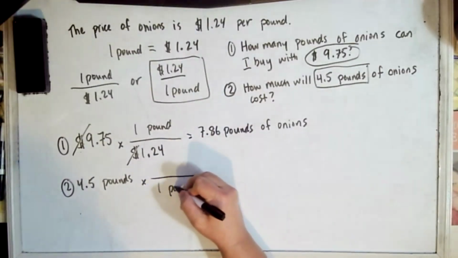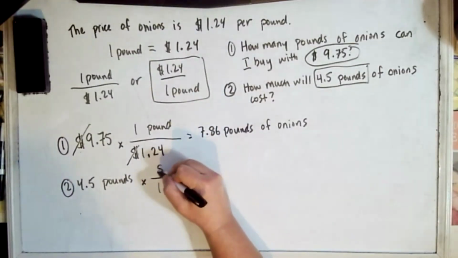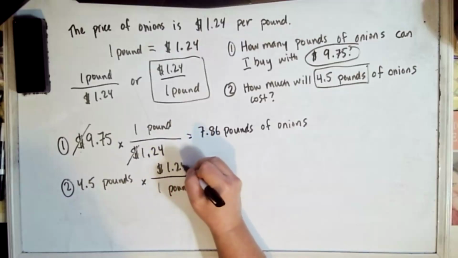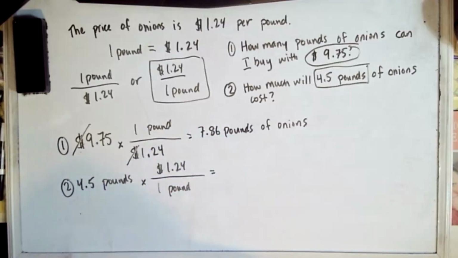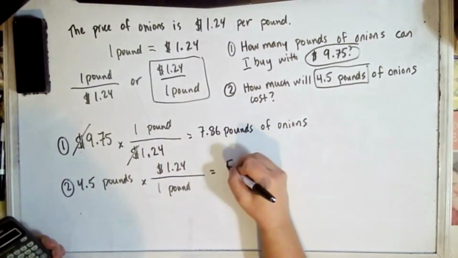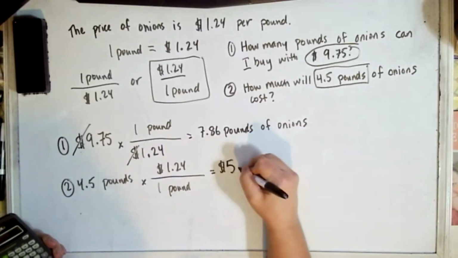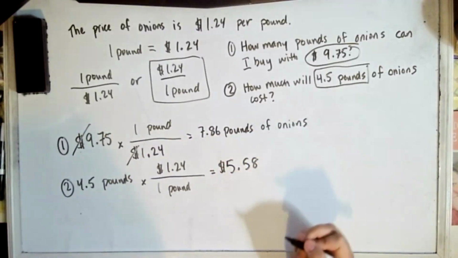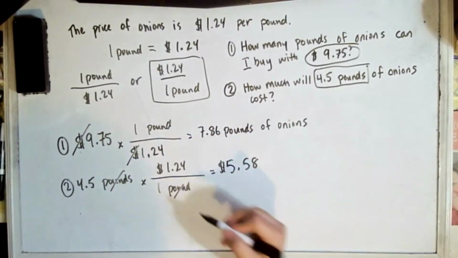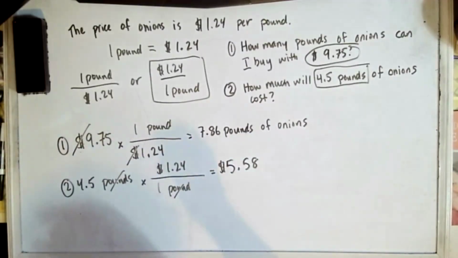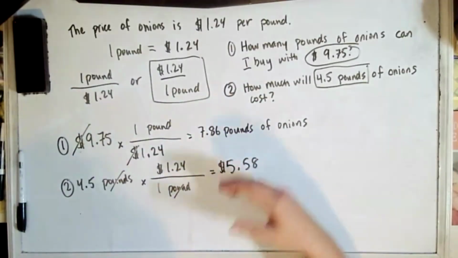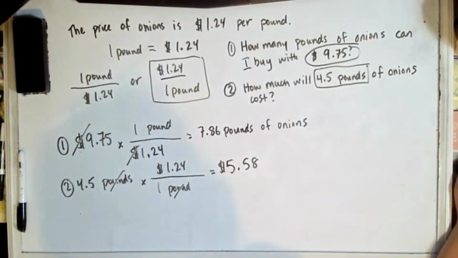So every 1 pound is going to cost $1.24. So if I want 4.5 pounds, I'm going to need $5.58. Okay. That's why we take the time to write out the conversion factors so that we can plug them into our calculations.